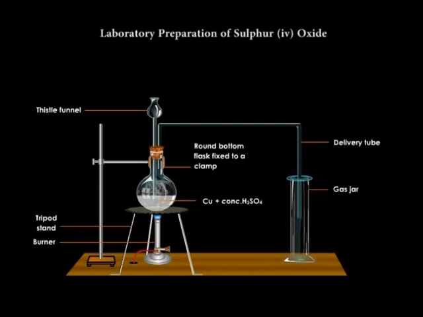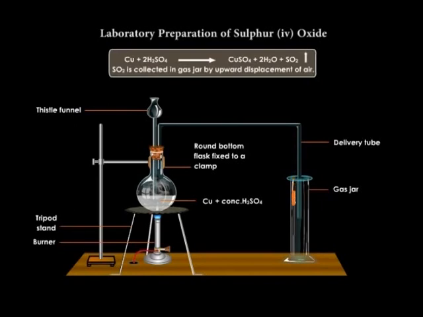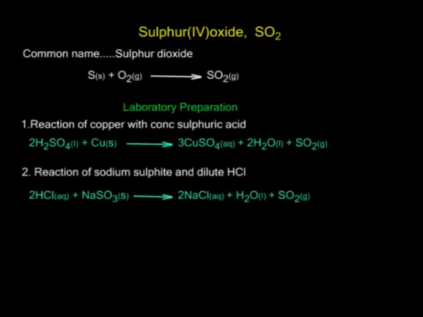Sulfur 4 oxide, being heavier than air, is collected in a gas jar by upward displacement of air. The gas will be passed through concentrated sulfuric acid to remove any moisture if required dry. Sulfur 4 oxide can also be prepared using sodium sulfite and hydrochloric acid. The apparatus setup is similar.